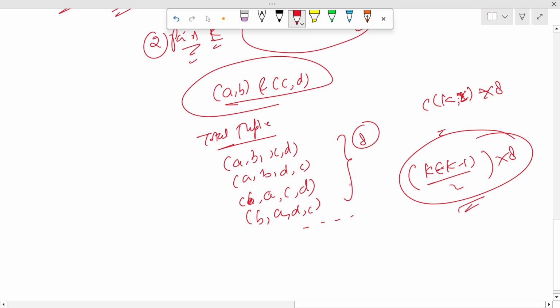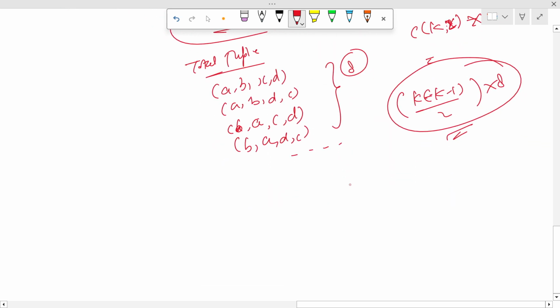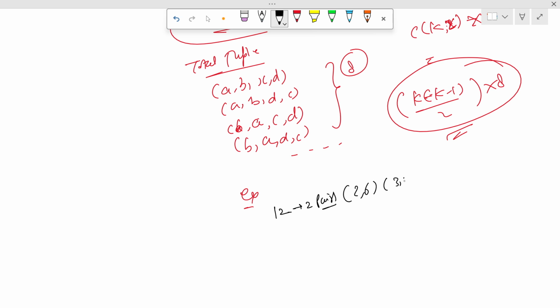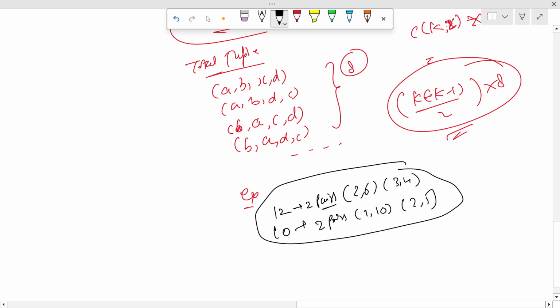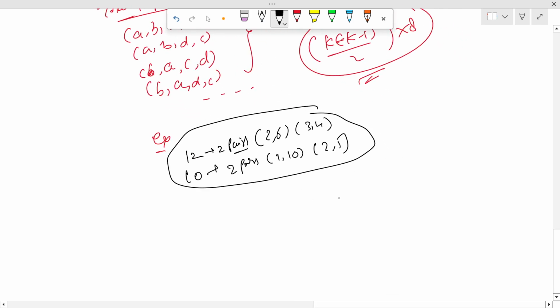So I hope you understand how actually we have to work. Like one example: let's suppose we have the product of 12 with two pairs, like we have to calculate two pairs, 2 comma 6 and 3 comma 4. And the same thing for 10, we have two pairs, 1 comma 10, let's suppose, and 2 comma 5. And we perform the same thing here, and after performing the product of 12, k is equal to 2.